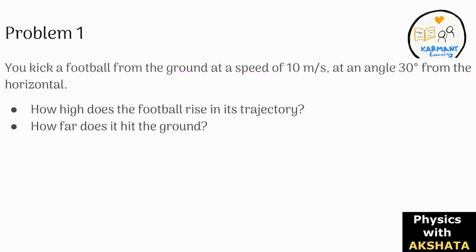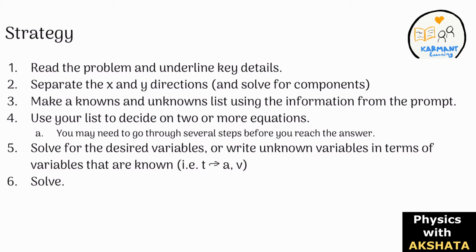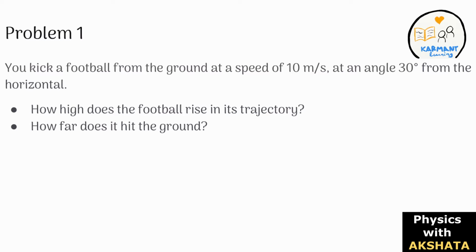So I know what you might be thinking. This question barely gave us any information and then it's asking us so many questions. So I would advise that we go through our strategy list and let's see what we can do. So first we should read the problem and underline our key details. So we know that the football was kicked from the ground at 10 meters per second. So our velocity will be 10 meters per second. And they also gave us the angle, so theta would be 30 degrees.